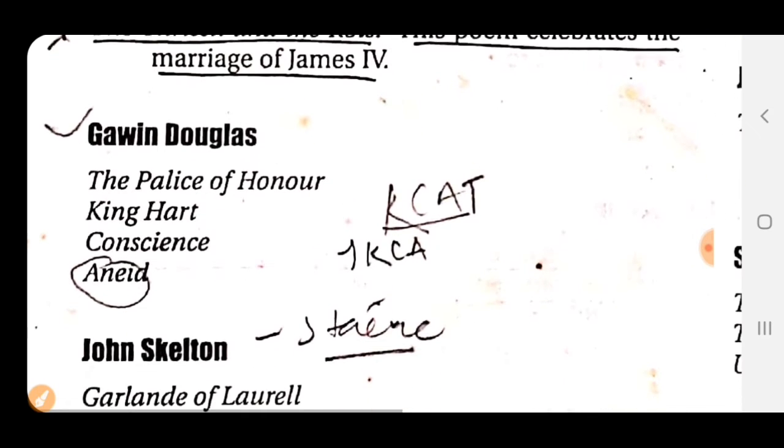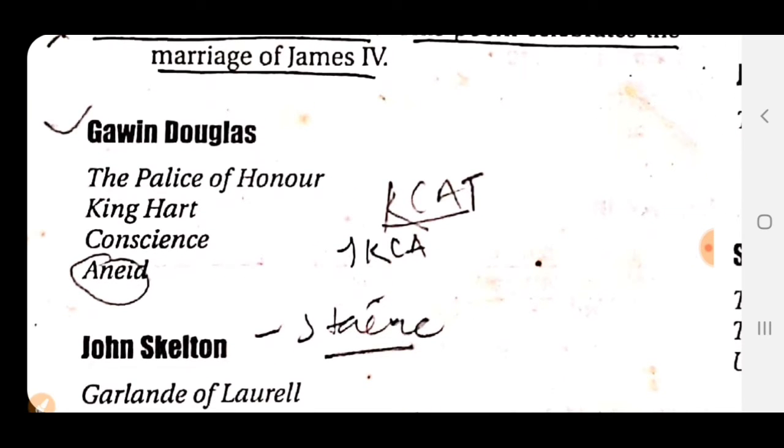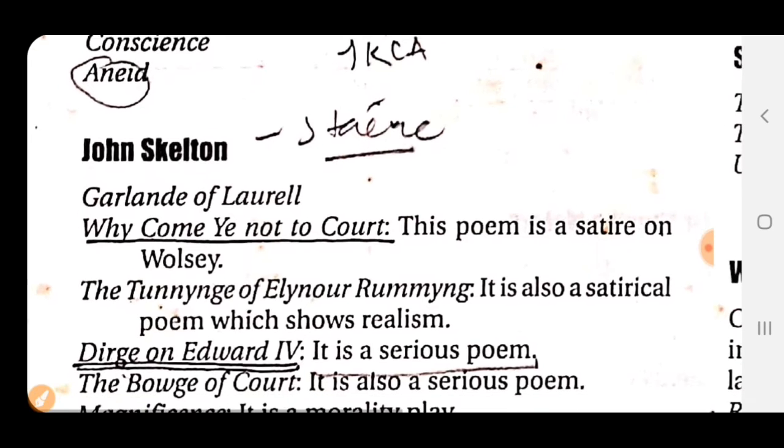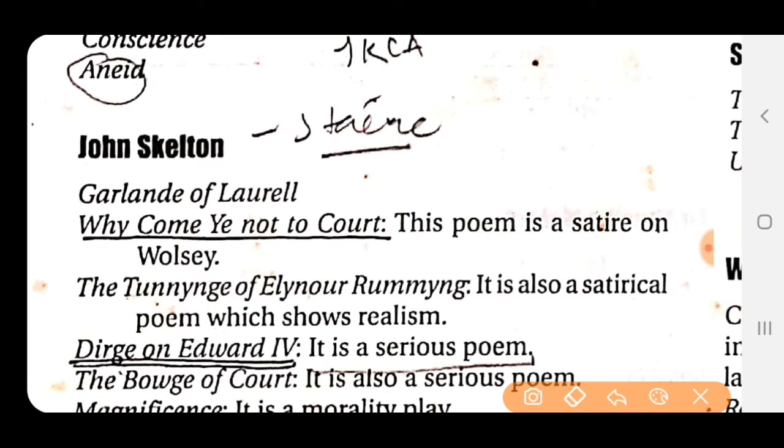Next is Gawain Douglas. The Palace of Honor. King Hart. Conscience in it. John Skelton. Garland of Laurel. Why come ye not to court? This poem is a satire on Wolsey.